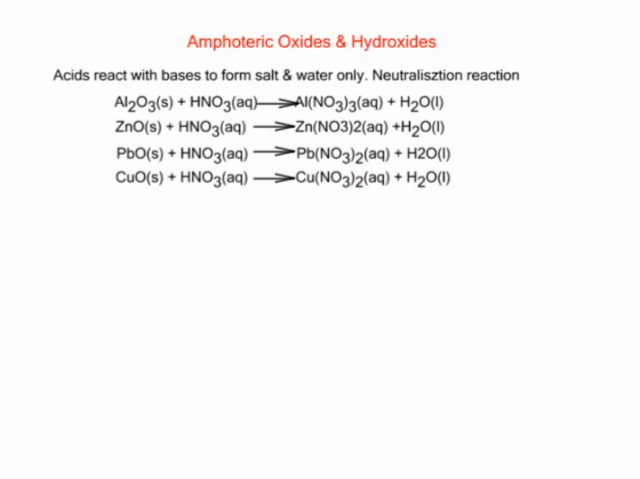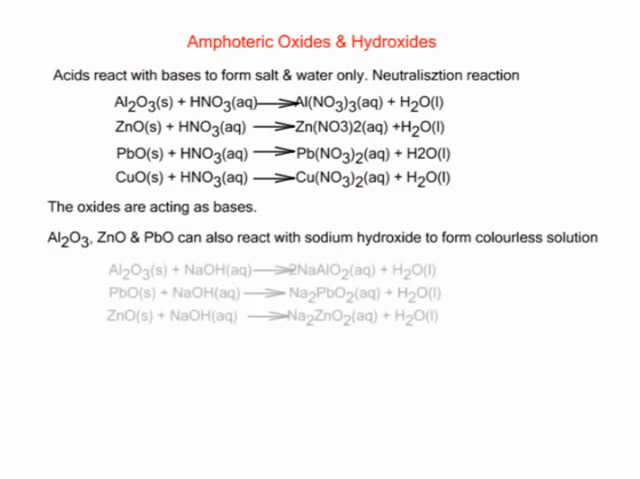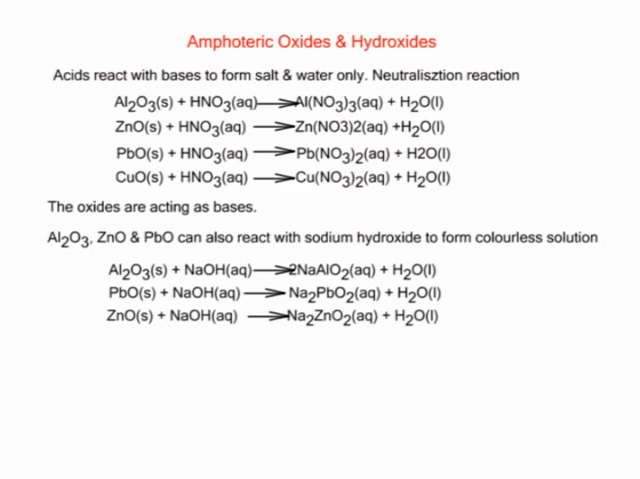Now, in all these reactions, the metal oxides are reacting as bases because they are reacting with an acid. How about if you reacted the same oxides with an alkali, say sodium hydroxide? Now, aluminium oxide, zinc oxide, and lead-2 oxide will again react with sodium hydroxide to form colorless solutions. However, copper-2 oxide and calcium oxide will not react with an alkali. Now, the reactions of aluminium, lead, and zinc oxides with sodium hydroxide are shown in these equations.